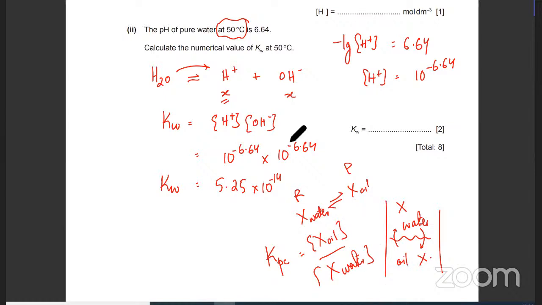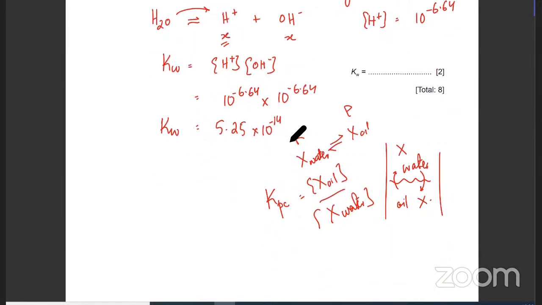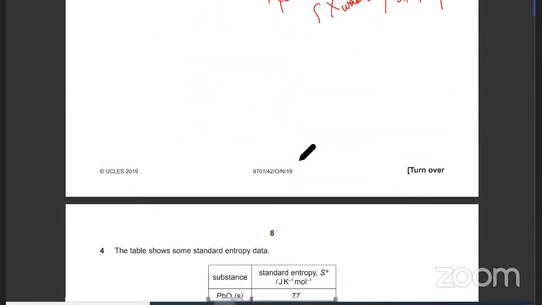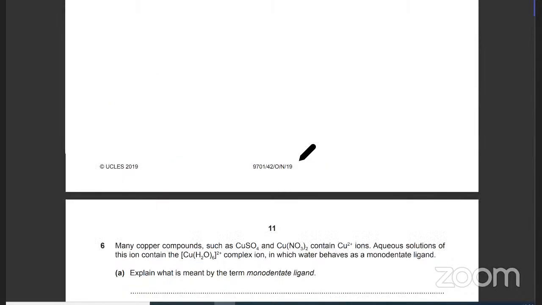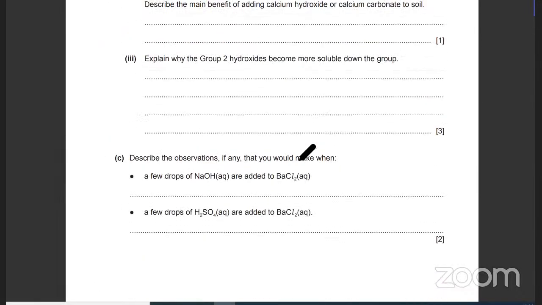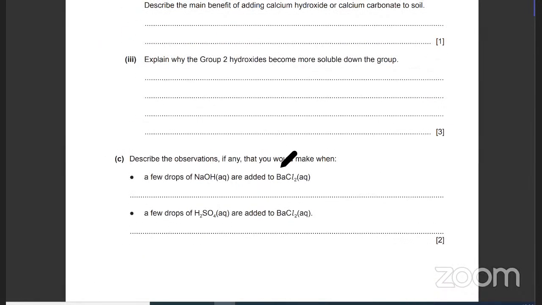What other question is there in this paper? This one, sir, question number 5 part C. Okay, 5 part C. This one is: describe the observations, if any, that you would make when a few drops of NaOH are added to BaCl2. Nothing would happen in this case.